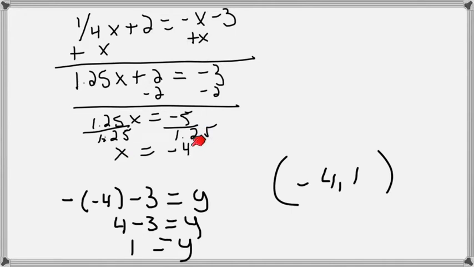Then I plug the -4 into this x spot right here. So I did the opposite, that's this right here, of -4 minus 3 equals y. The opposite of -4 is +4. 4 minus 3 equals y. 4 minus 3 is 1, so 1 equals y. That's the same answer I get when I solved it graphically.